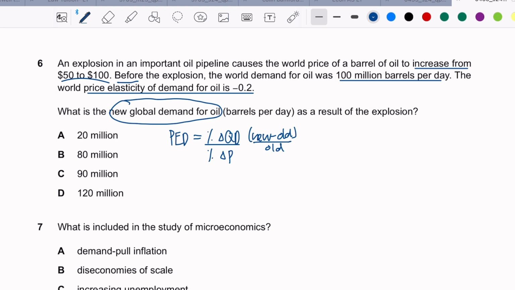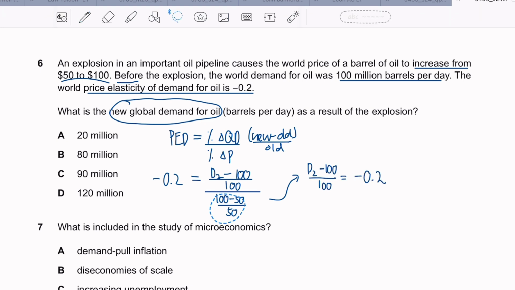So let's work it out. The PED we know is negative 0.2 from here. And now we need to find the new global demand for oil, which is the new demand, so we put D2. And the old demand is 100 million, so we just put 100, divided by 100. And I use the new price minus old price divided by the old price. So here, this one is equal to 1. 1 times negative 0.2 is negative 0.2. So we just need to find what D2 is.